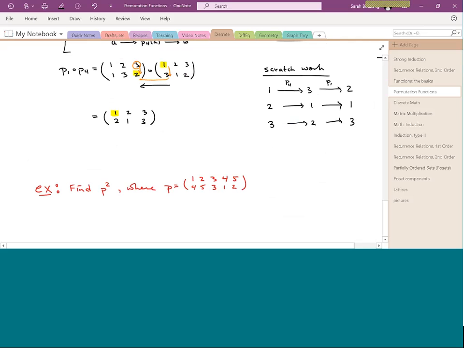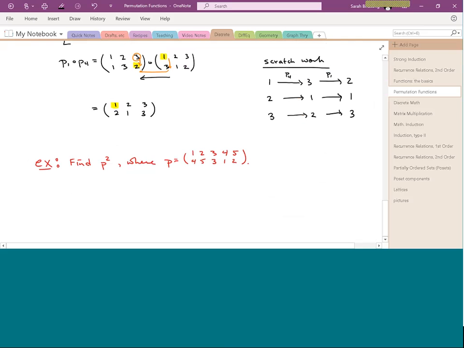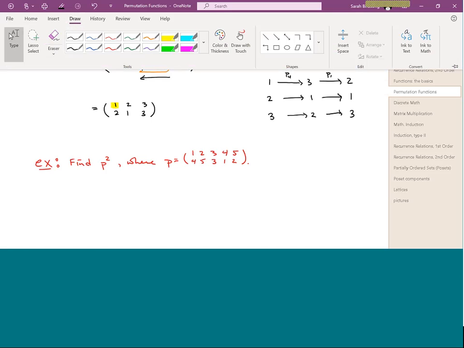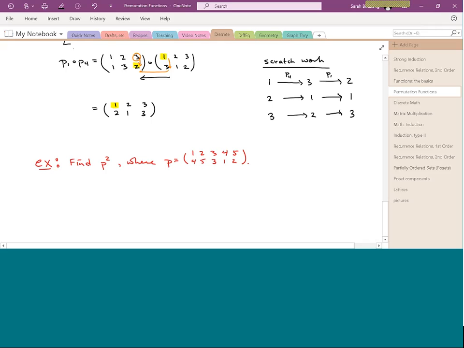All right. Now, any guesses what we would do if we wanted to find p squared? Where here, new function for p, none of those original 6 that we've been working on, where p here is on the building set 1 through 5. And the second row is 4, 5, 3, 1, 2. Any guesses how we would figure out what p squared is? Don't overthink it. Well, p squared is just going to be p composed with itself.